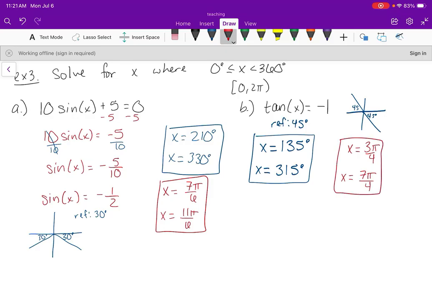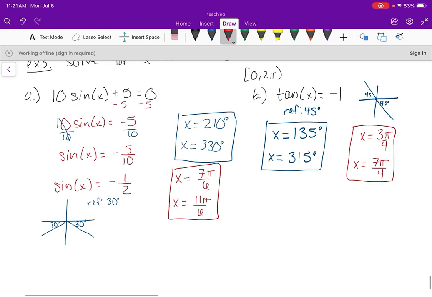Alrighty. And so just a demonstration real quick of how I'm getting those. This would be pi or 4 pi over 4 minus pi over 4 is that 3 pi over 4. This would be 2 pi or 8 pi over 4 minus pi over 4 would get me 7 pi over 4. So that's how I'm getting those radians answers.